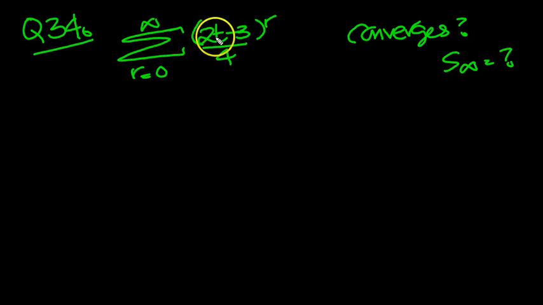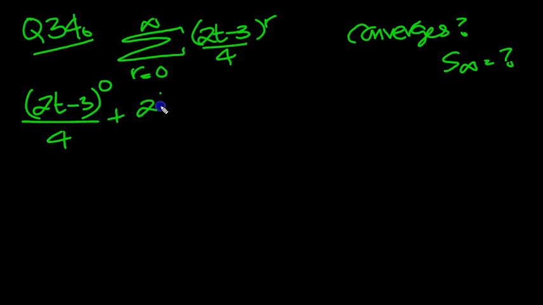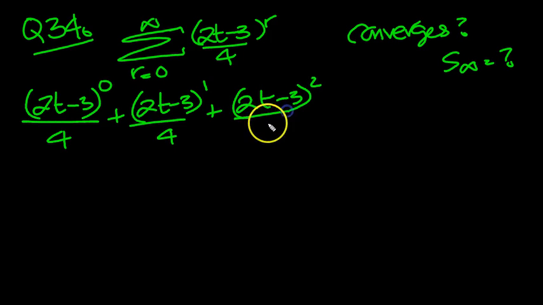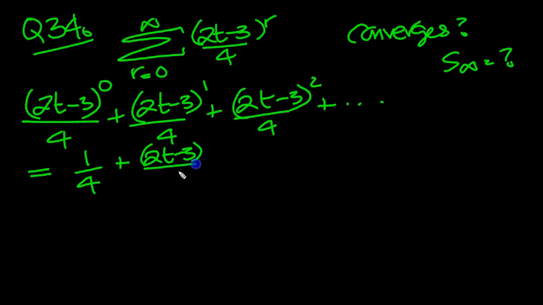So the first thing to do is to write out the terms so we're familiar with this sequence as a GP. So let's put these (2t minus 3) to the r. The first term will be r equals 0 over 4, then the second term, (2t minus 3) to the 1 over 4, then the third term will be (2t minus 3) squared over 4, and then it carries on in the same manner. So this is equal to 1, anything to the power 0 is 1, so that's 1 over 4, plus (2t minus 3) over 4, plus (2t minus 3) squared over 4, plus dot dot dot.